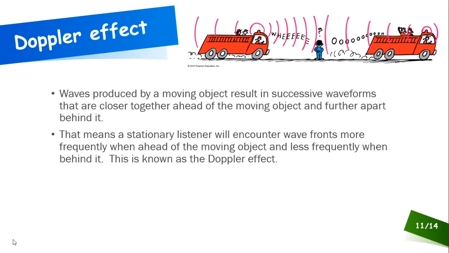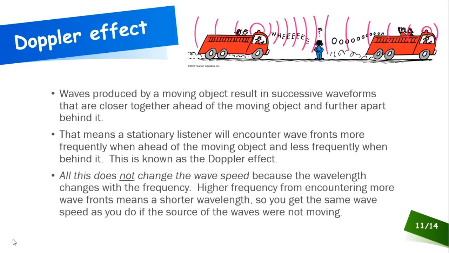So the frequency is going to be greater ahead of the object, and it's going to be less behind the object. Now, this doesn't at all change the speed of the wave, and here's why. As we just learned a moment ago, the speed of the wave is the wavelength times the frequency.